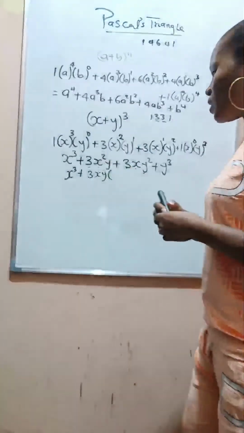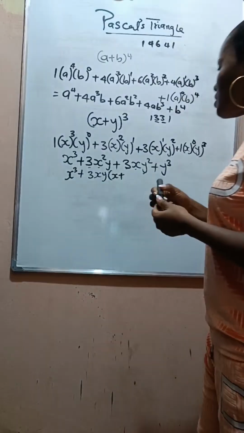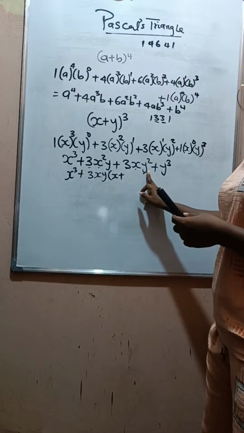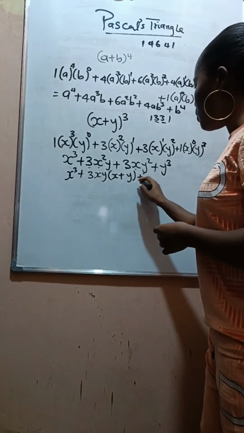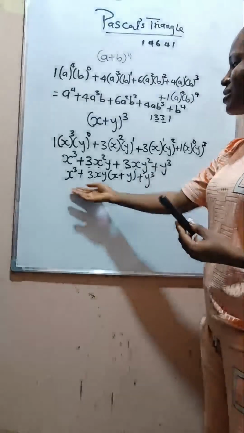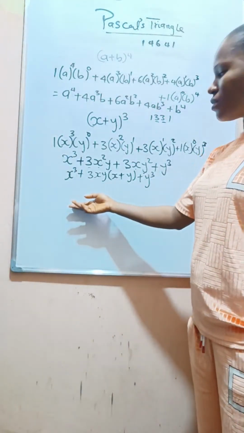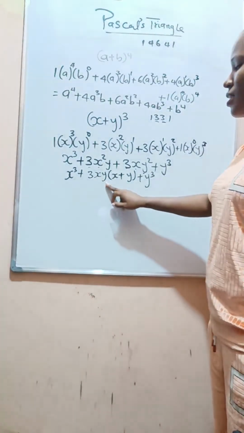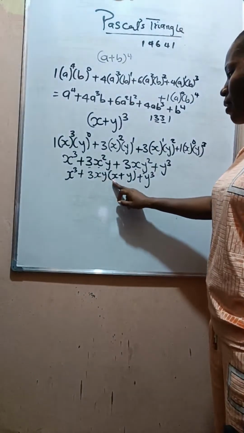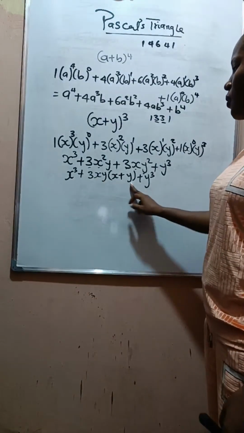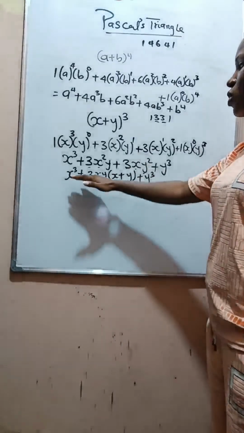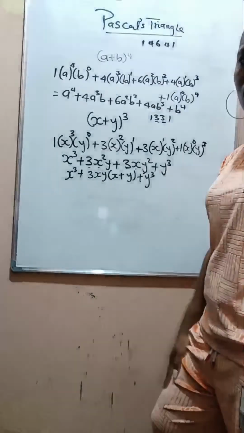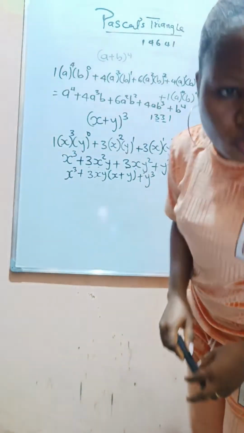We are left with just 1x, right? Plus 3xy squared divided by 3xy. We are left with just 1y, right? Then plus y to the power of 3. So this is what you can get as well. Do you understand this? Because if you open this bracket, 3xy times x will give you 3x squared y, plus 3xy times y will give you 3xy squared. So you either leave it like this or you simplify it further in this way. That's all. That is the highest we can do.